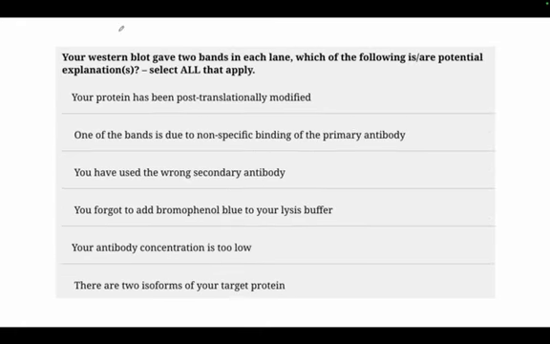You ran a Western blot. Remember, Western blot is when we run an SDS-PAGE gel, transfer the gel onto a membrane, and then use an antibody against a specific protein of our interest and detect only that protein in the gel. So we ran a Western blot. It is giving 2 bands in each lane. So which are the potential explanations?